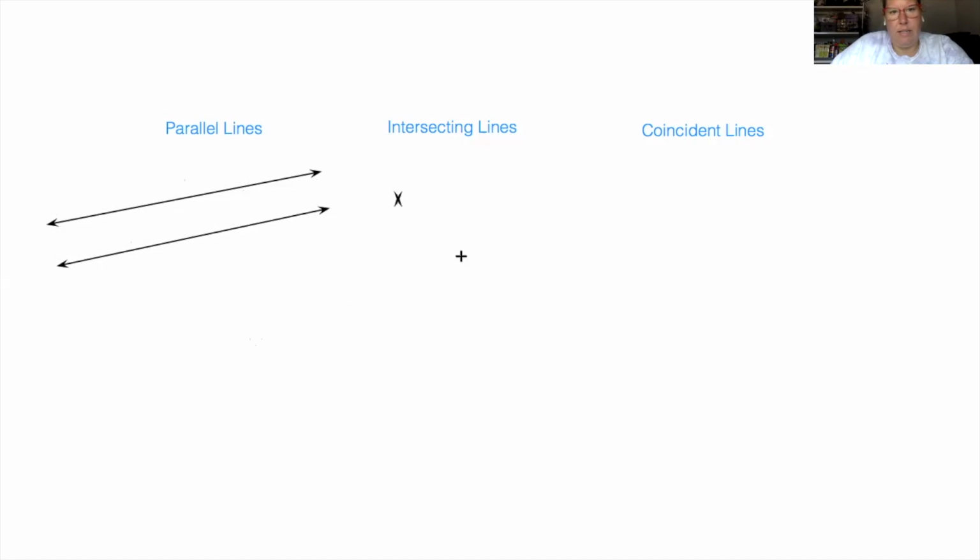So intersecting lines, there's one line. And even if the slope is slightly different, they're going to intersect at a point, okay? There we go, right there. So there's intersecting lines, lines that cross at a point. There's parallel lines, lines that never cross, and there's coincident lines.